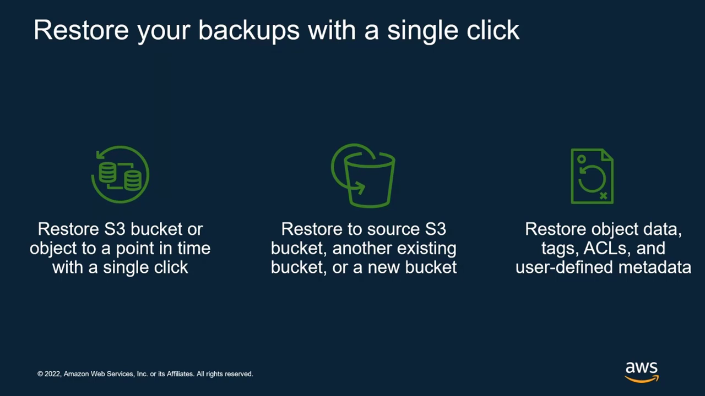We allow you to restore your S3 data to the source S3 bucket from which you created your backup. You can also restore the S3 backup to another existing S3 bucket, or you can choose to create a new bucket during restore. There are additional flexibilities, like you can change the encryption key of the S3 data during restore. You can also change the IAM role to access the S3 data during restore. And just like backup, we also restore your S3 buckets, your objects, including your object data, your tags, your access control lists, and other user-defined metadata.